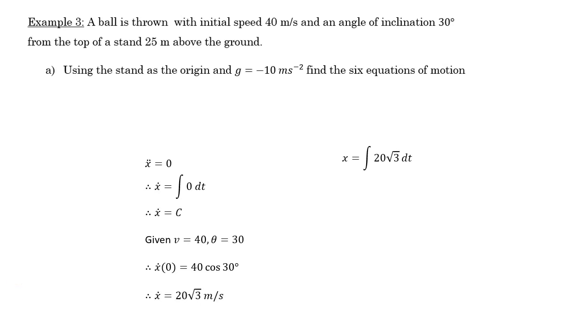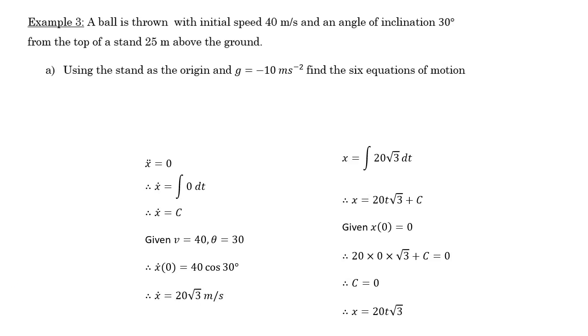Now, to find the horizontal displacement, of course our horizontal displacement is changing all the time. The ball is moving across. So we integrate 20 root 3, and we get 20t root 3 plus some constant. However, we know that our initial horizontal displacement is 0. We said the launch point is our origin, or 0, 0. So given our initial displacement is 0, substituting t equals 0, x equals 0, we find our constant is also 0.